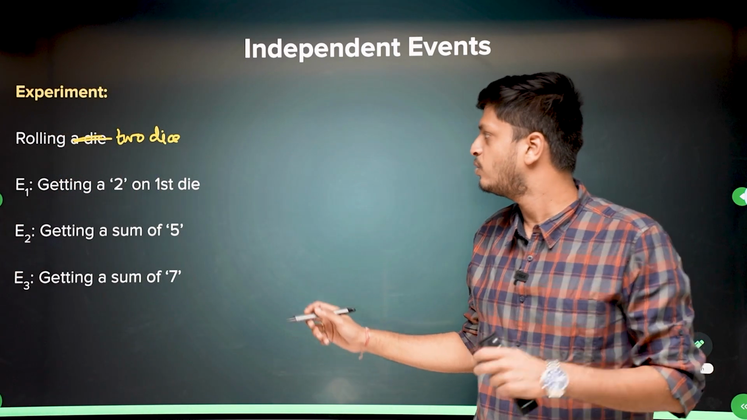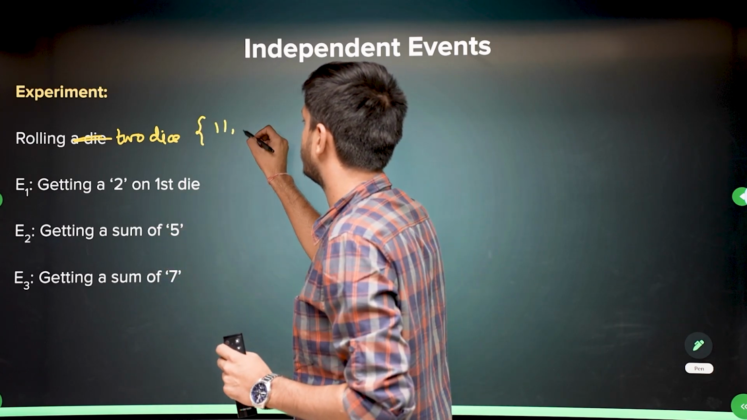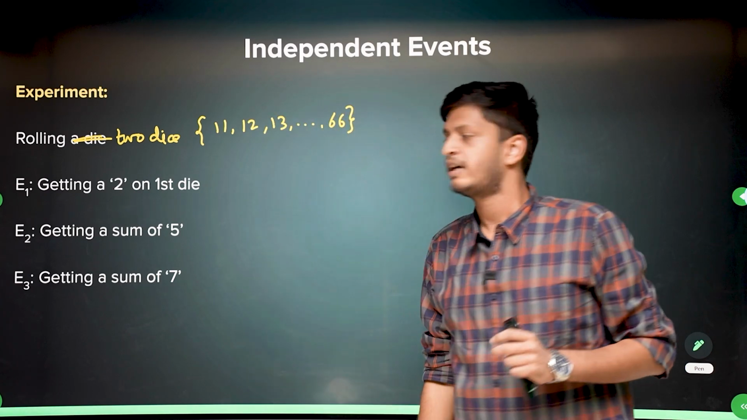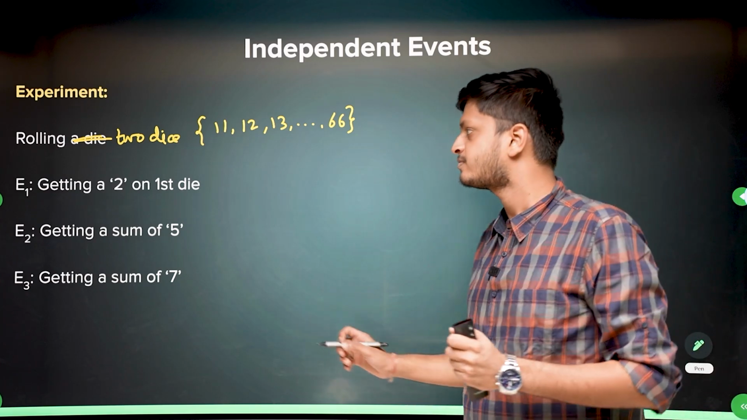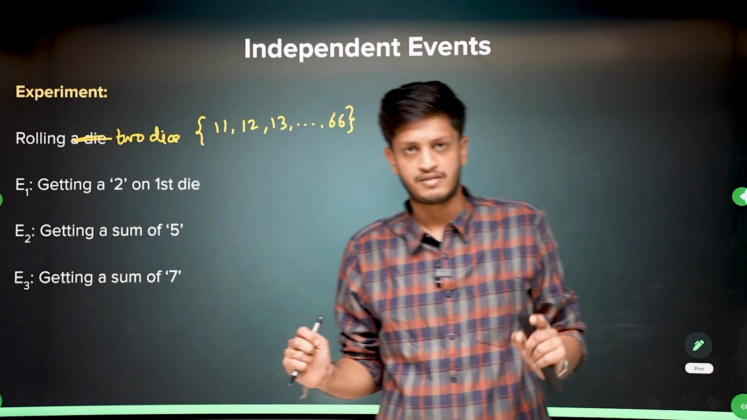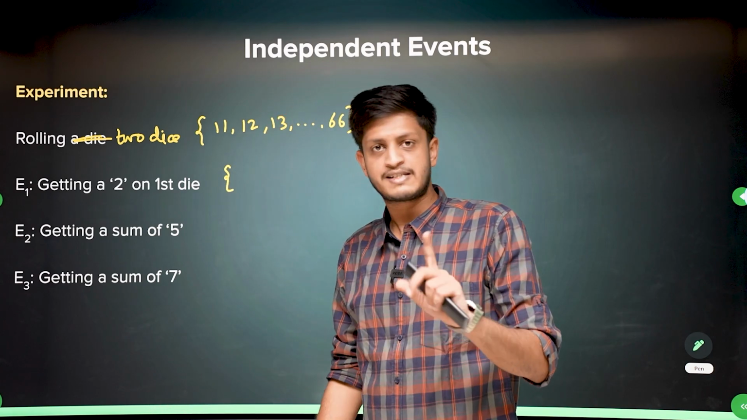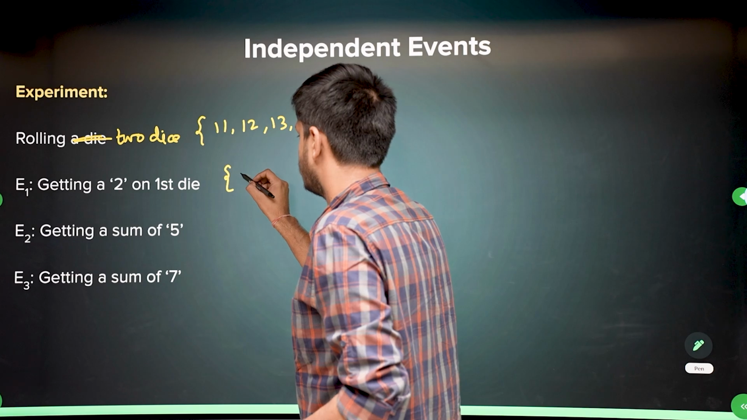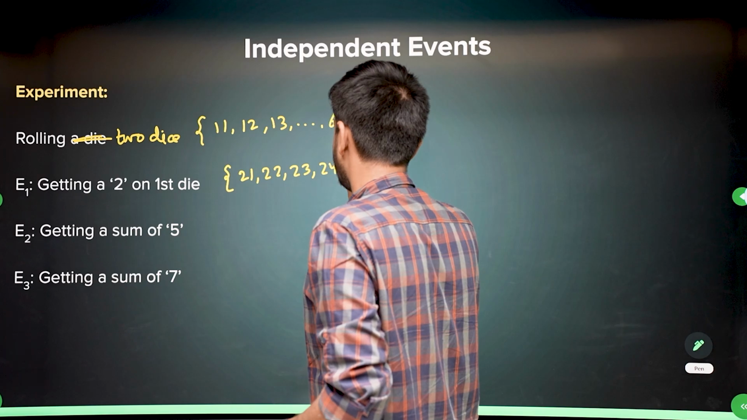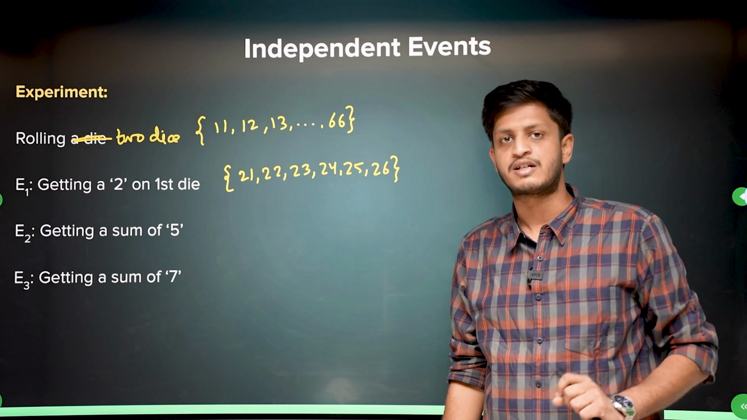If you're rolling 2 dice, what is the sample space? It contains 36 possible outcomes. You can get 1 and 1, you can get 1 and 2, you can get 1 and 3, and so on, up to 6 and 6. There are 36 possible outcomes, we know. Now event E1 is given to be getting a 2 on the first die. So what is event E1? E1 will contain 6 possible outcomes: 2 1, 2 2, 2 3, 2 4, 2 5 or 2 6. You are definitely getting a 2 on the first die.